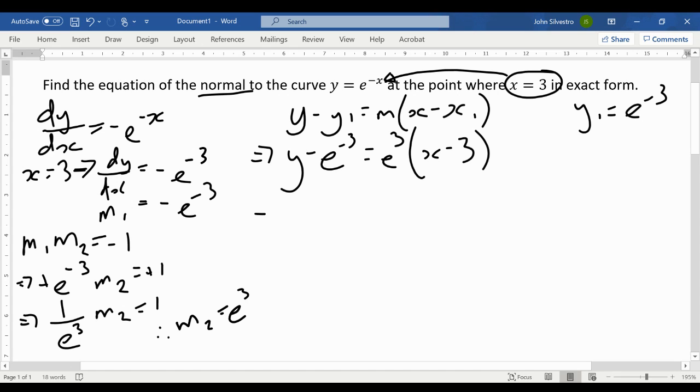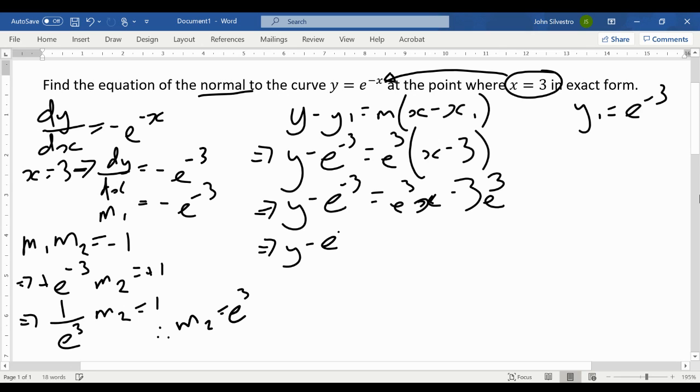So what I can do is multiply through everything inside my bracket, and we're going to get y minus e to the negative 3 equals e cubed x minus 3e cubed, just by expanding my brackets. Let's bring everything over to one side. Therefore, y minus e to the negative 3 minus e cubed x plus 3e cubed equals 0.